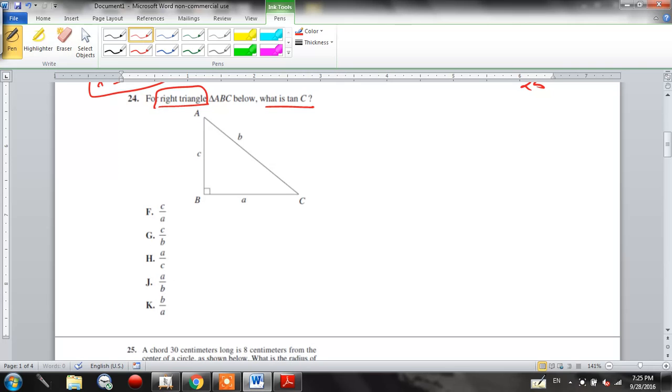I just wanted to bring to your attention that angles are labeled with capital letters over here, and the sides are labeled with small letters. Side opposite of A is small a, side opposite of C is small c, side opposite of B is small b. That's just mathematical manners, and they're following those manners, which is good. So now we ask for tangent of C.